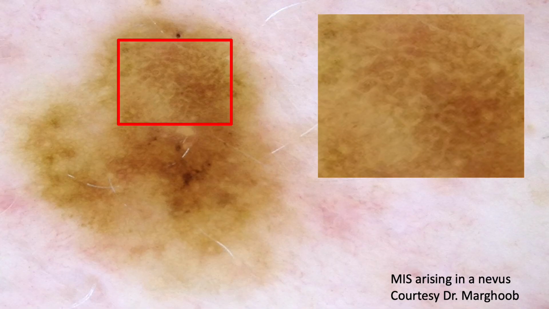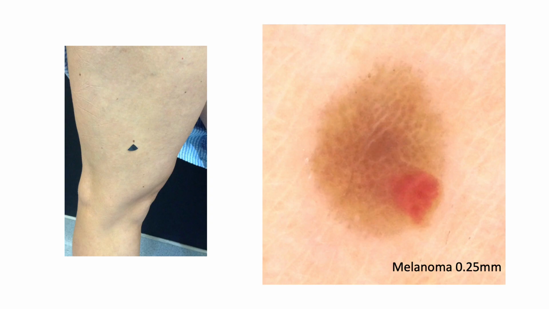And here's a more subtle example, courtesy of Dr. Margoob at Memorial Sloan Kettering. Subtle negative network cluing you into the diagnosis of melanoma in situ arising in a nevus. Here's a very small lesion, clinically not too much to really raise alarm. With dermoscopy, it's an easy diagnosis, right? You see negative network, and that should prompt a biopsy. Melanoma 0.25 millimeters.